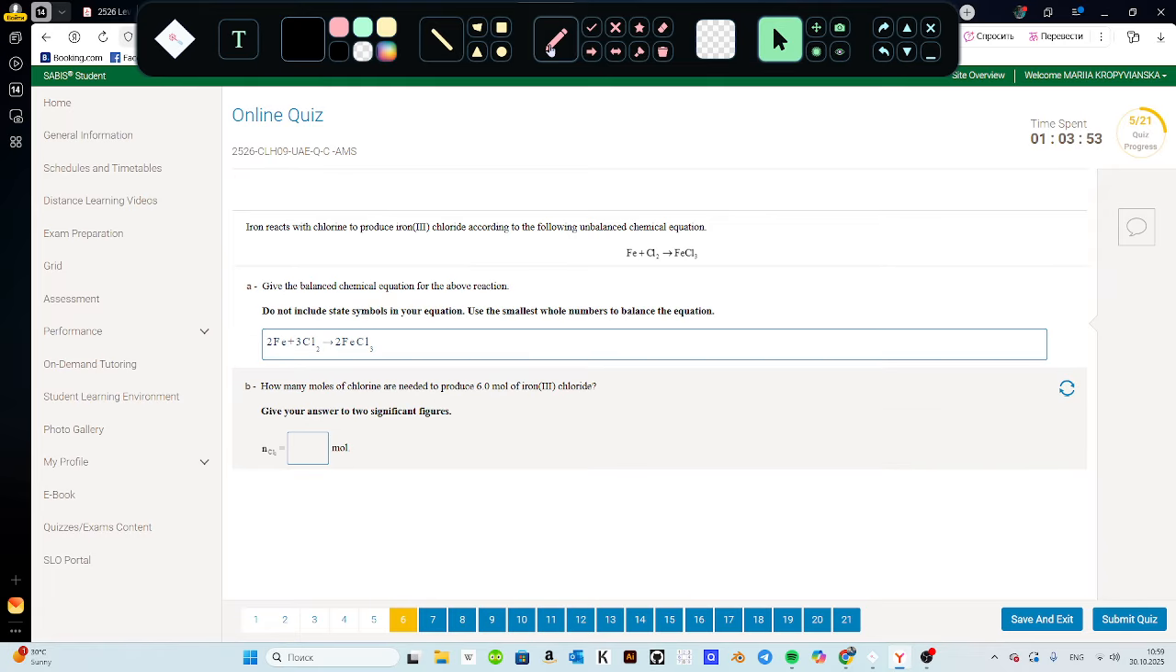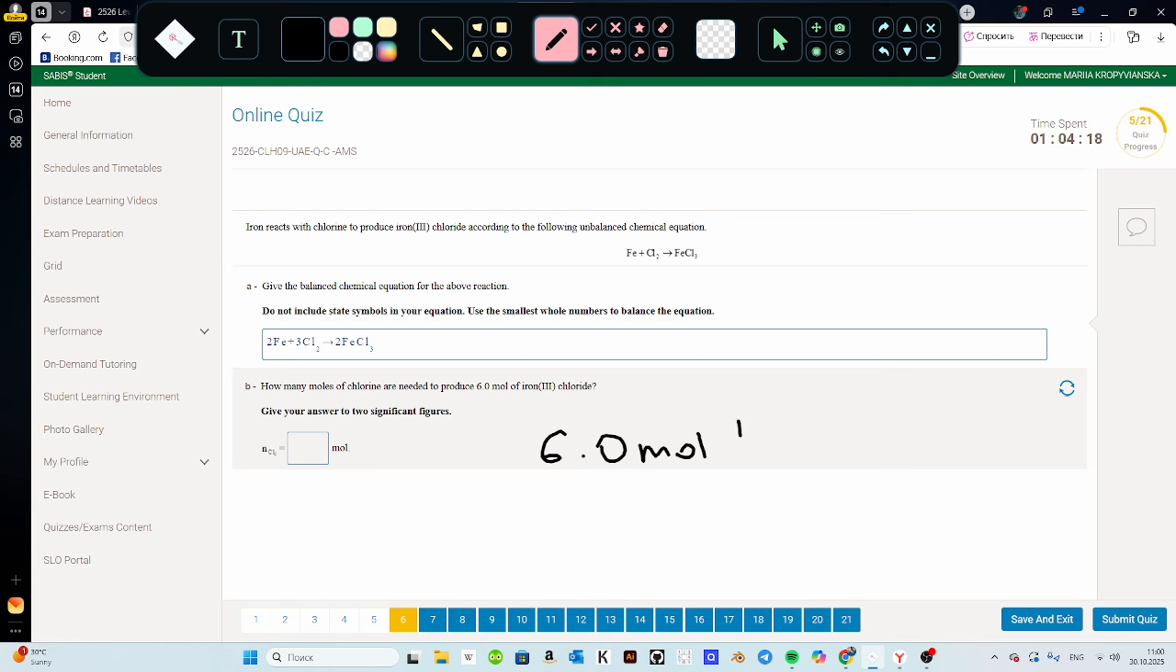So now we're still going to be using the stoichiometric ratio. Sorry, I'm really sorry. We're still going to be using the stoichiometric ratio over here. So 6.0 moles, that's what we already know. That's what's given. So what we're trying to find.